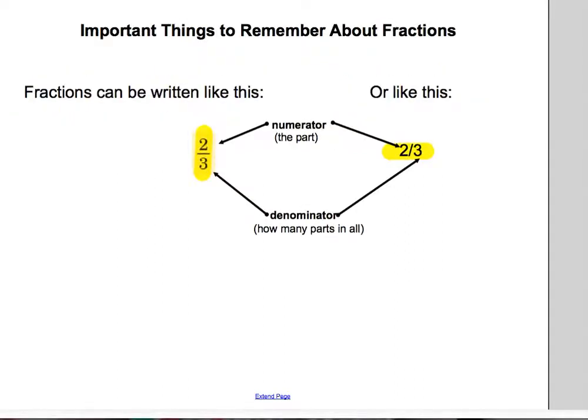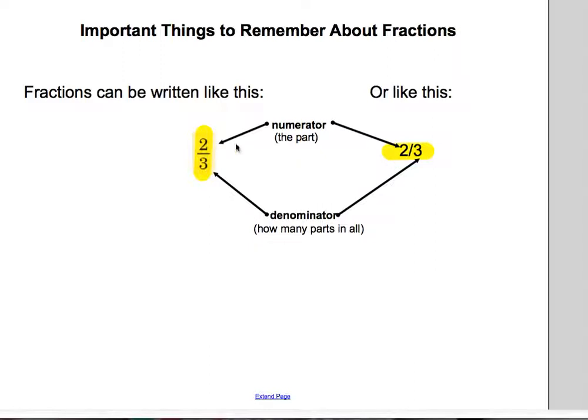Here are some important things to remember about fractions. Fractions can be written like this, or like this. Usually when you see fractions written in a textbook or some sort of book, they're written like this. And a lot of times when they're written like this, it's when we write them ourselves on paper. Fits on the lines of the paper a little bit better. Whichever way it's written, it doesn't matter.